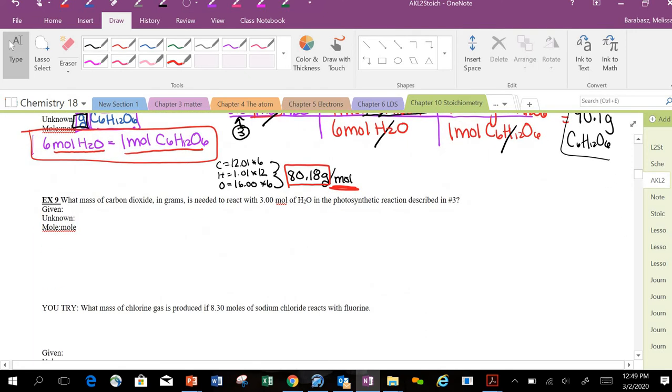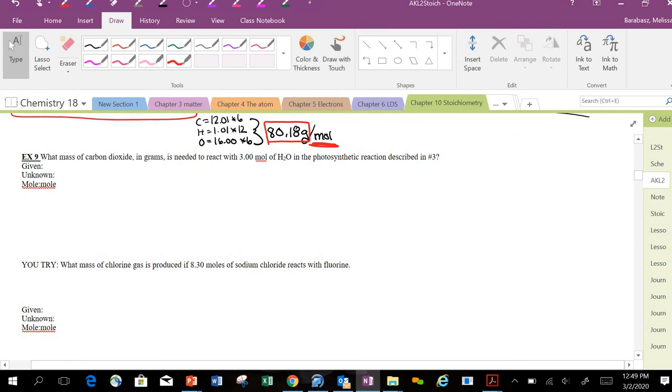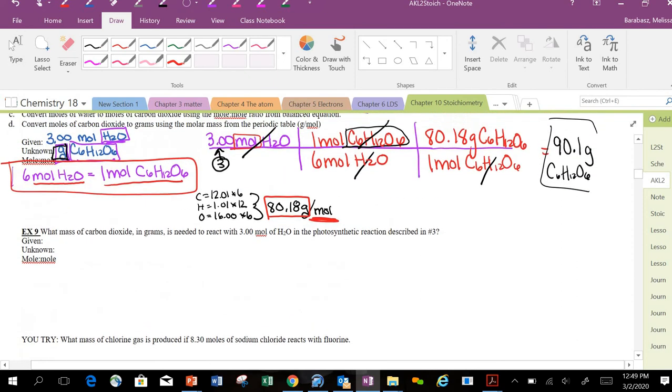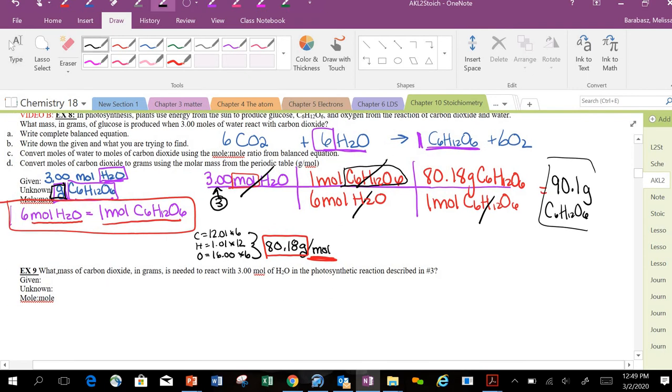Okay, so we'll try one more together. We'll do example 9, and then I'll have you try one on your own. We're using the same reaction here. It's asking what mass of carbon dioxide in grams is needed to react with 3 moles of water in the reaction above. So let's look at our reaction again. This time we're talking about carbon dioxide and water. Our given is 3.00 moles of water again, and our unknown is mass of carbon dioxide.